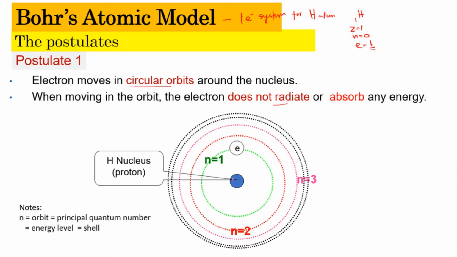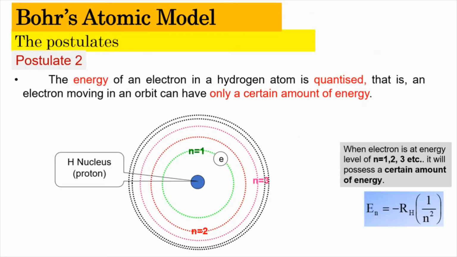And as what you can see here, this circle around here is known as N. The first level, the first orbit next to the nucleus, is N equal to 1. The next one is N equal to 2. And the next one, the pink color, is N equal to 3, and so on and so forth. So the N here can be called an orbit, or a principal quantum number, or an energy level or shell. Okay, so that's for postulate number 1.